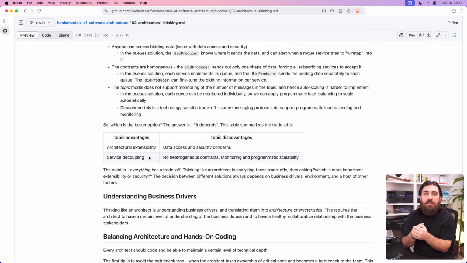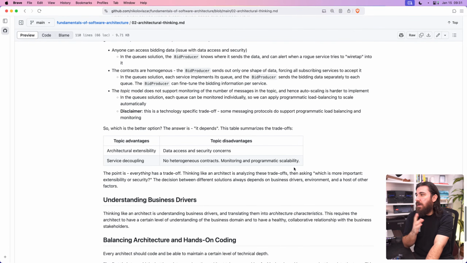Anyone can just tap into the topic and receive the data, but the disadvantage is no heterogeneous contracts. It just sends out one data shape, and all of the services will either have to take it or leave it, basically. And there's also no monitoring and programmatic scalability in some of the implementations that do not support monitoring. So yeah, everything has a trade-off. Thinking like an architect is analyzing these trade-offs and then asking which is more important, extensibility or security, right?